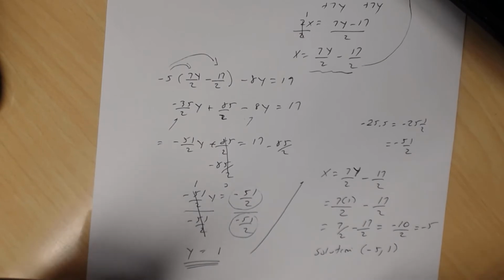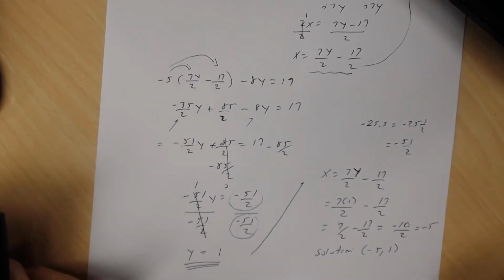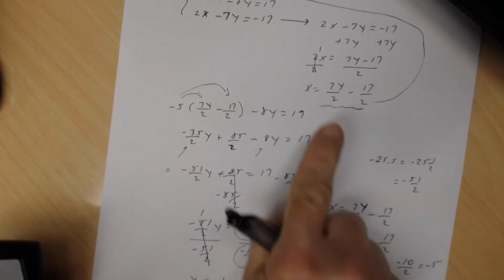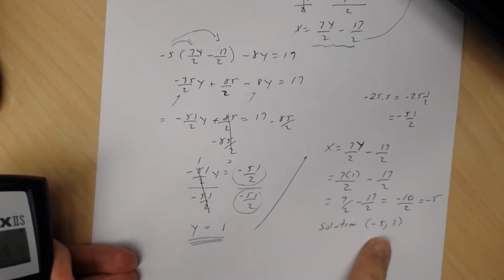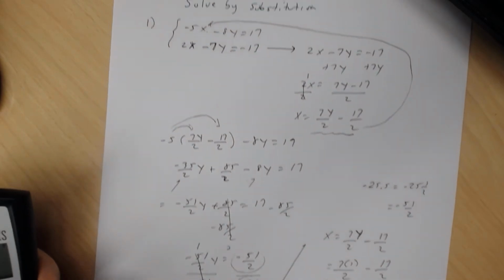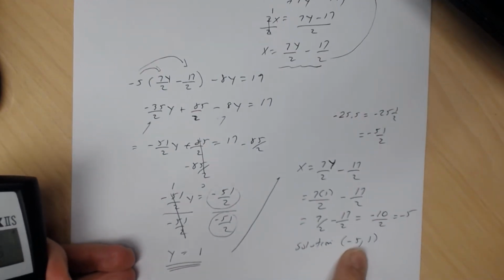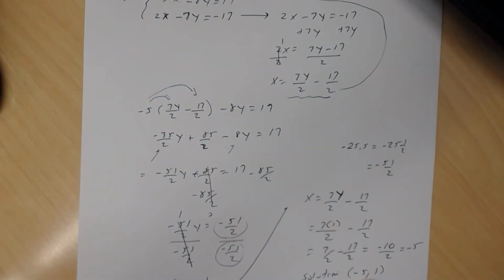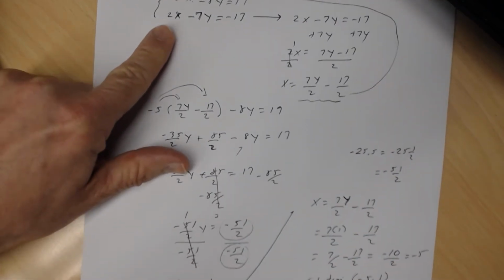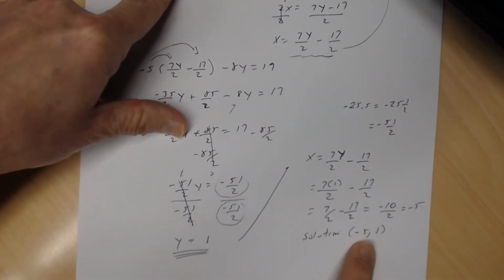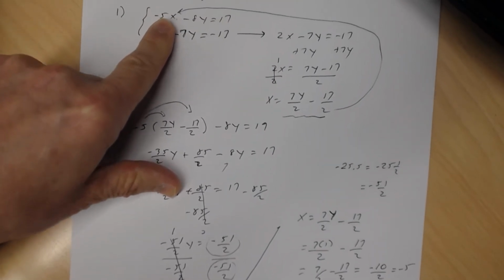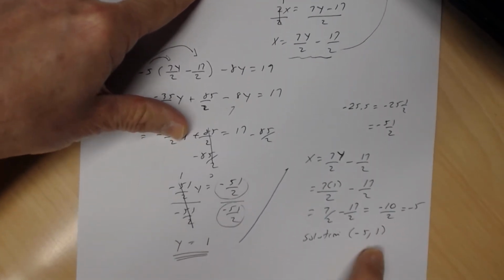All right, now, again, I said you got to check it only for the reason that I could have messed up anywhere along the process. So let's just verify that this works. All right, so x is negative 5, y is 1. So you're going to go back to the original equation. And you can check each equation. Where we see the variable x, you're going to substitute negative 5. And where we see the variable y, you're going to substitute 1.